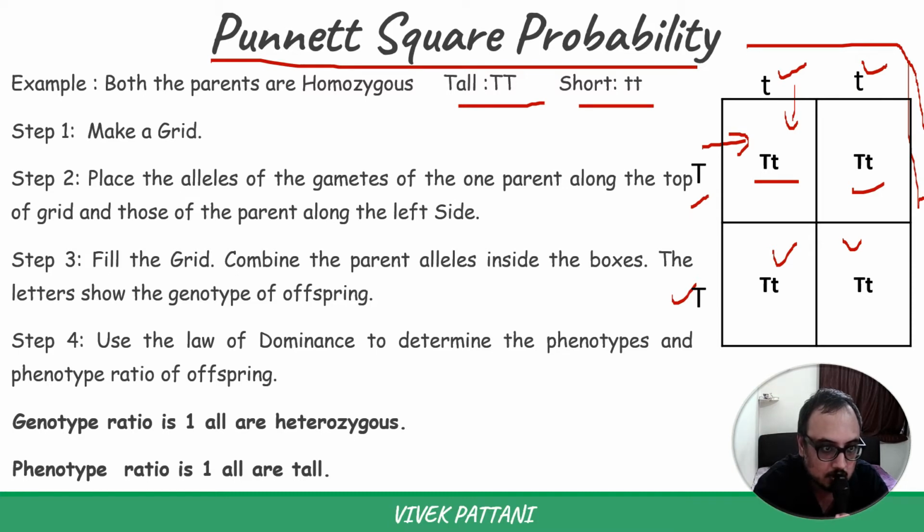In step 4, use the law of dominance to determine the phenotypes and phenotype ratio of the offspring. From this we can conclude that the genotype ratio is 1, all heterozygous, and the phenotypic ratio is 1, all tall plants. All are tall plants because one parent is a pure tall plant, and as tall is dominant, it will be expressed in the hybrid form.